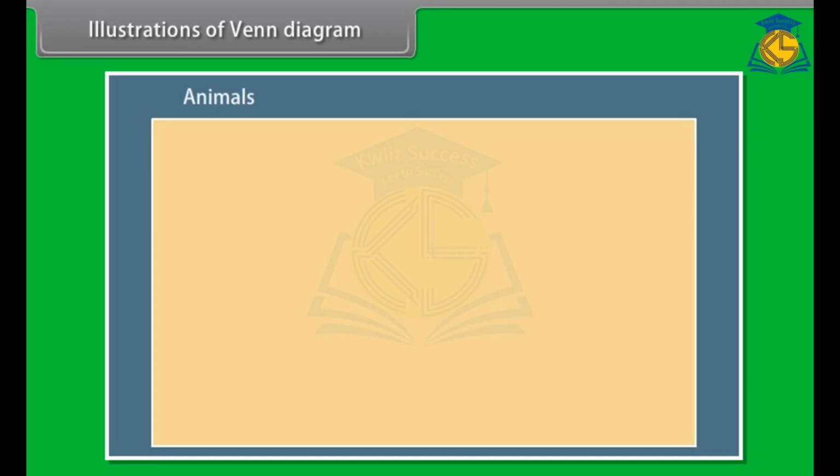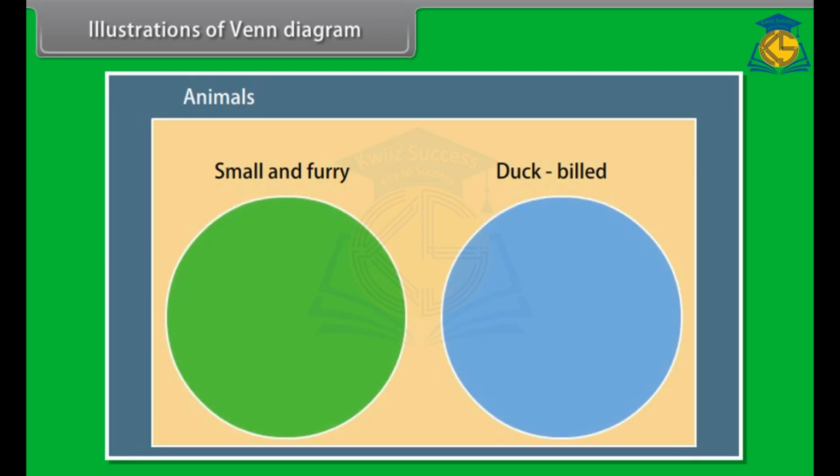We'll call our universe animals. Let's say we want to classify things according to being small and furry or being a duck bill. We draw circles to display our classifications. Now we'll fill in or populate the diagram.